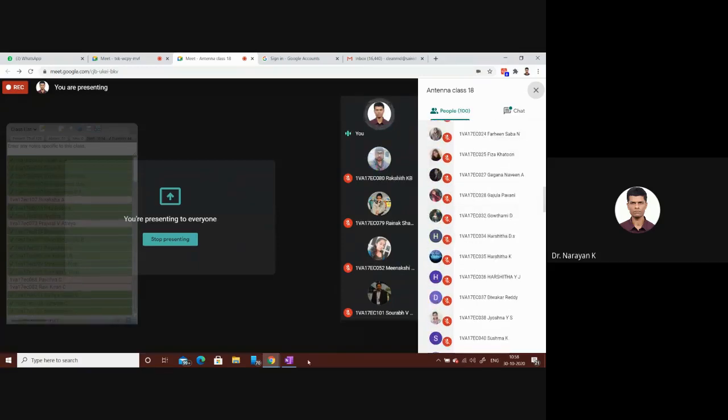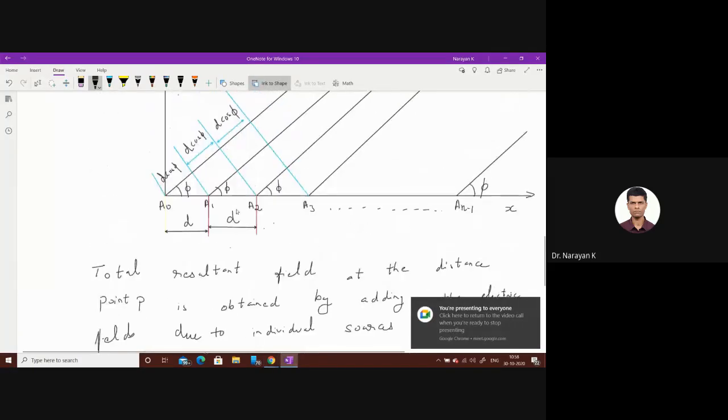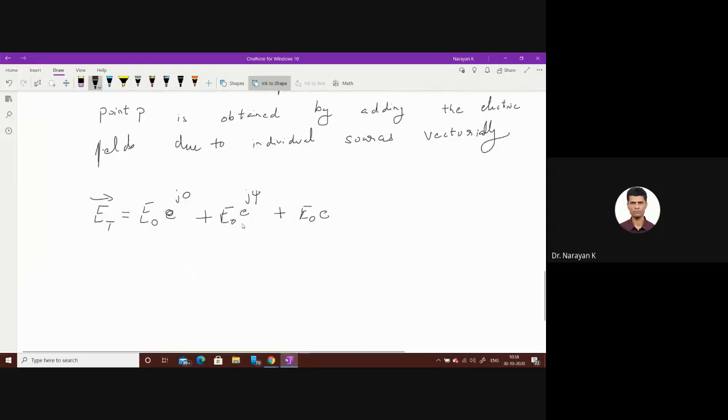Purva Chandra, tell me what will be the next equation here? Now think here. E naught e raised to the power j0, E naught e raised to the power j psi. What will be due to A2? E naught e power j2 psi. Excellent. You e raised to the power 2j psi or j2 psi, whatever it is. Excellent. Now, what will be the next element? E naught e power j3 psi.